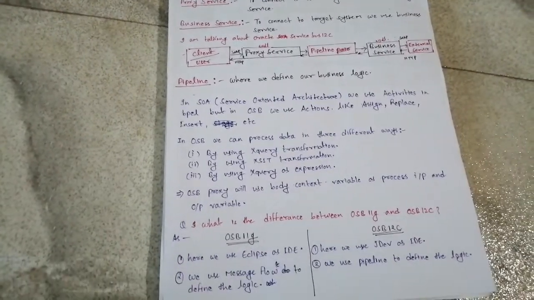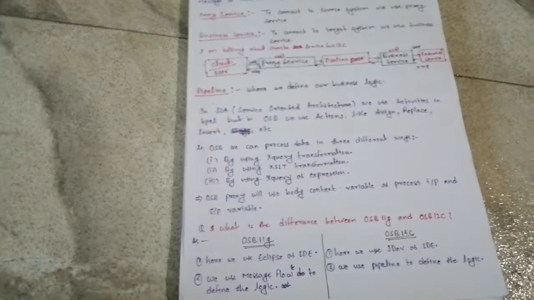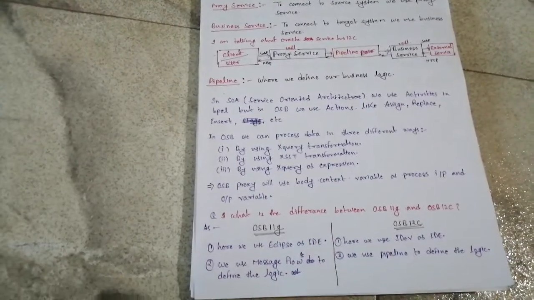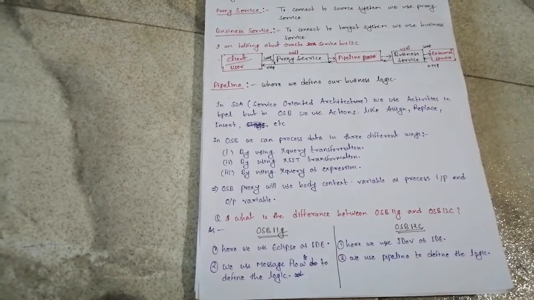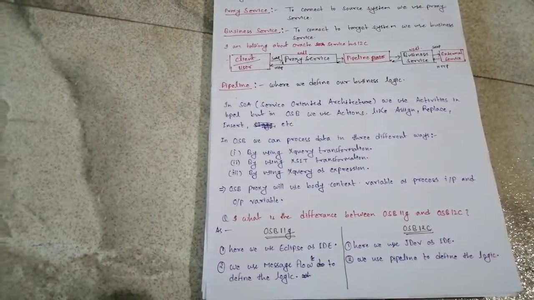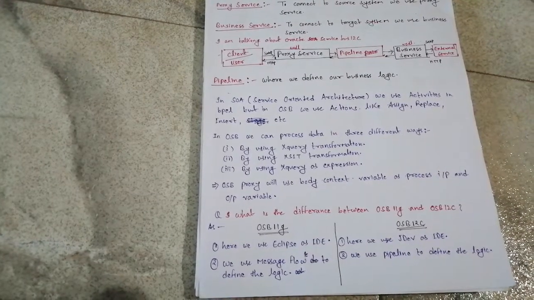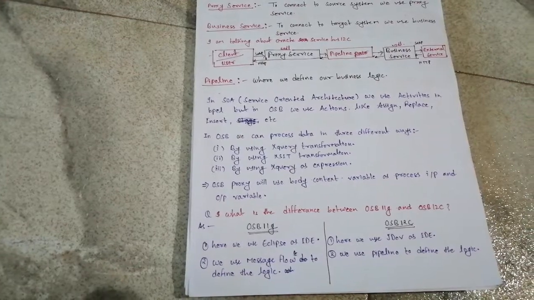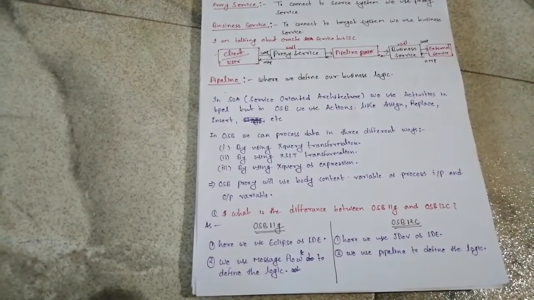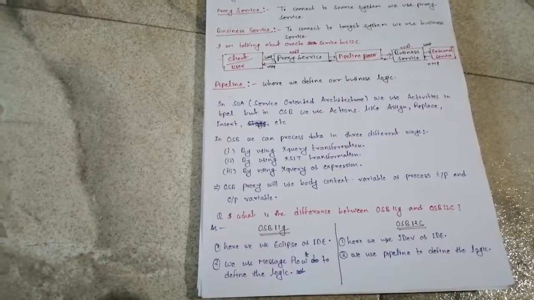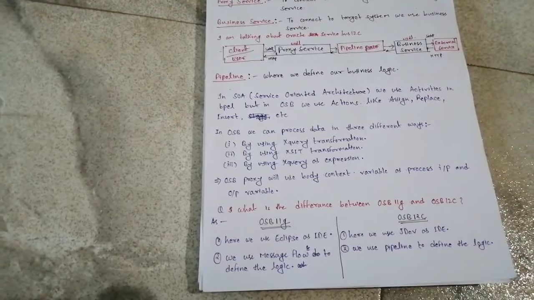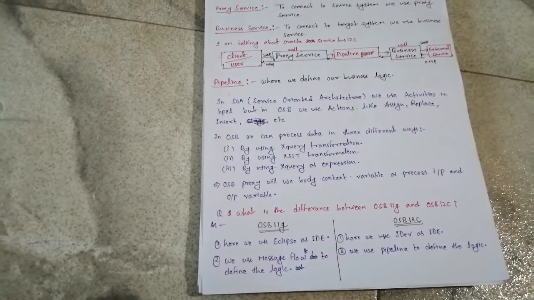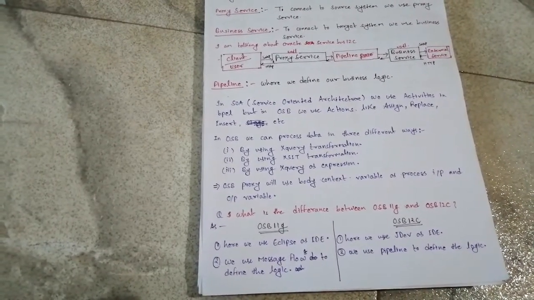And what is the difference between the previous version of OSB, that is OSB 11g, and OSB 12c? In OSB 11g we use the Eclipse IDE, but in OSB 12c we use JDeveloper. And in 11g previously we had a message flow where we could describe our logic. But in OSB 12c we have a pipeline to describe our logic.